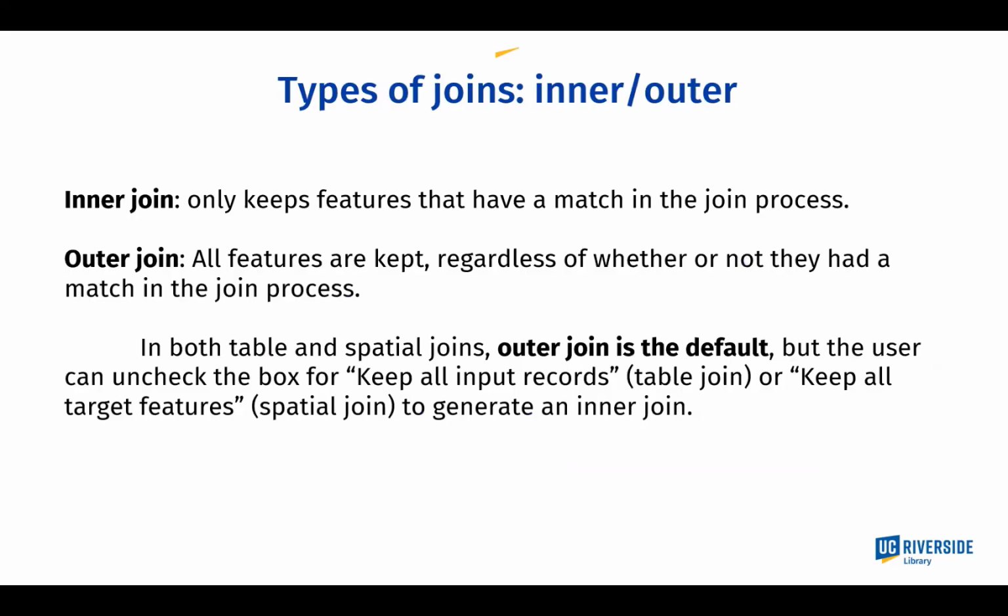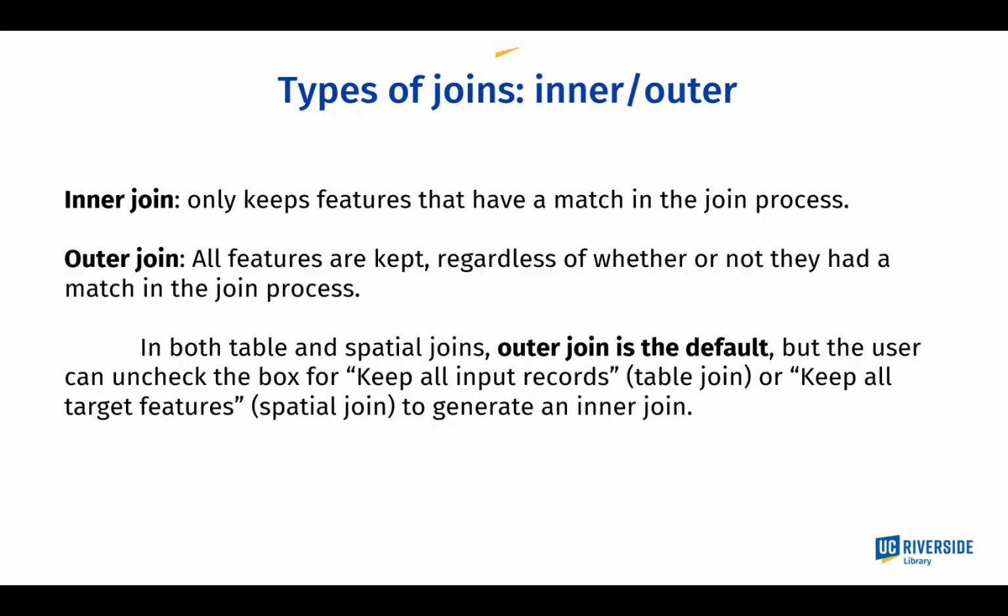You might see things mentioned in the literature, or maybe you've dealt with this if you've done any database management in the past. What's the difference between an inner join and an outer join? An inner join will only keep the features that have a match, whereas the outer join keeps all features in the output, regardless of whether or not there was a match in the join process.